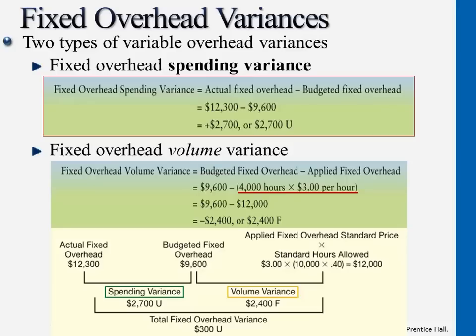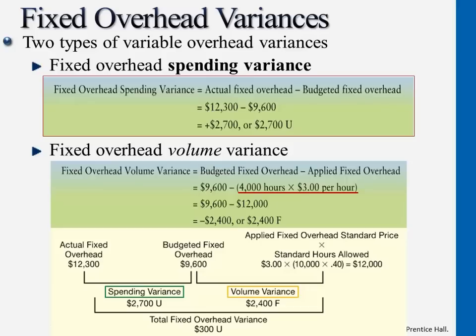What we call volume variance for fixed overhead here, we're just comparing the 9,600 against what could have happened if we used still the standard price for the fixed overhead, which is $3, times the 4,000 hours that workers could have been using. Okay, this part here may be a little bit tricky to understand, but basically the first part, spending variance, is just the difference, the total sum amount between the actual and flexible. That would be spending variance.